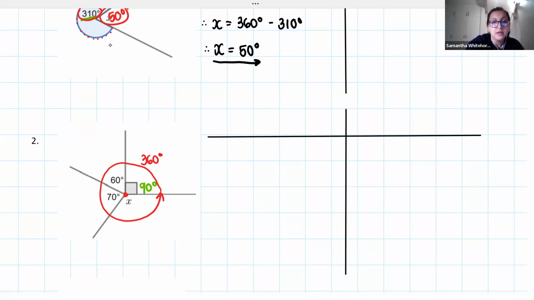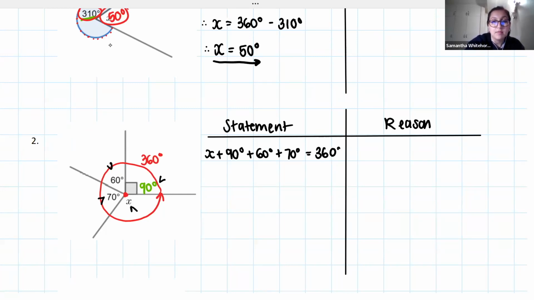Statement, reason, and you have to give your reasons, guys. Like I said, unfortunately, you don't get a choice. So our statement here is that if we take x plus 90 plus 60 plus 70, we know we must get 360 degrees. So I set up that equation, and that is my initial statement to this question. My reason for this? Well, because I'm working with angles around a point.